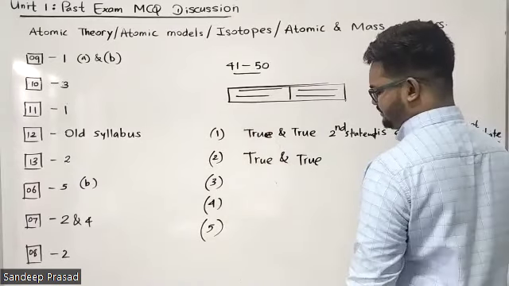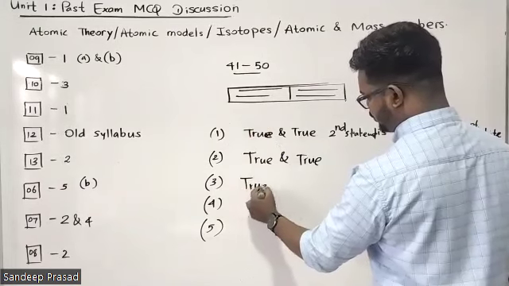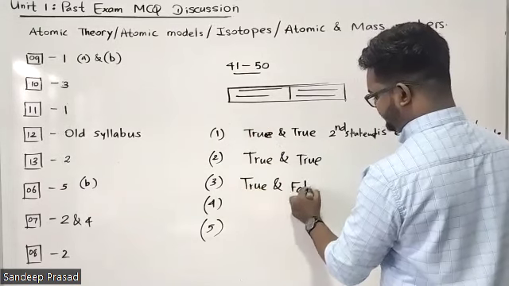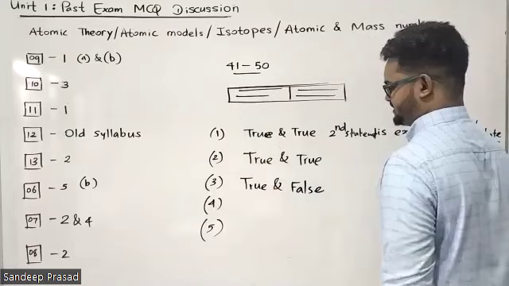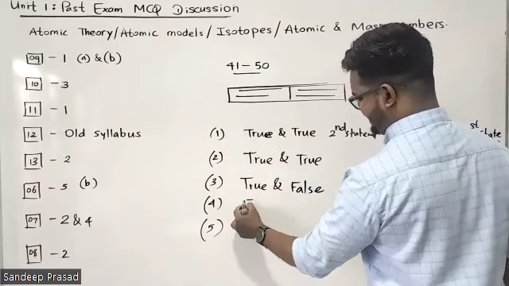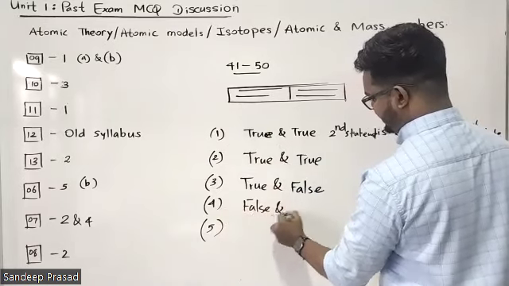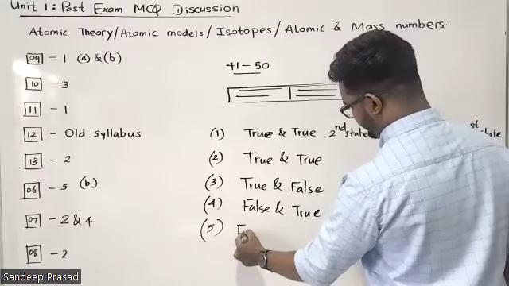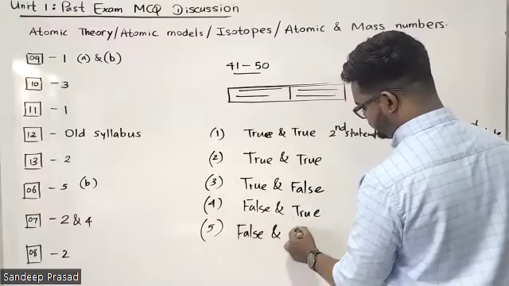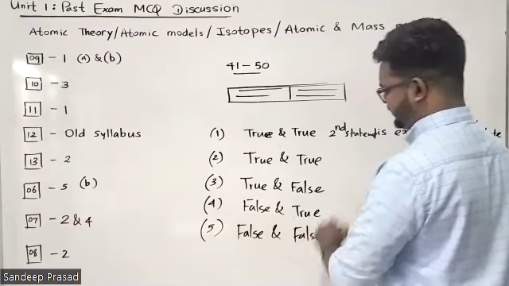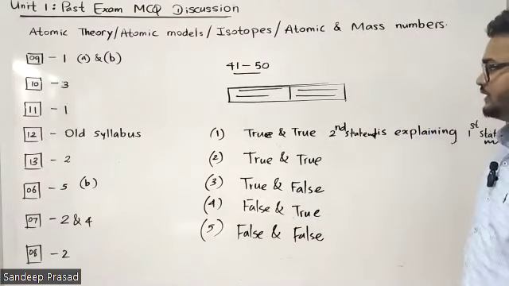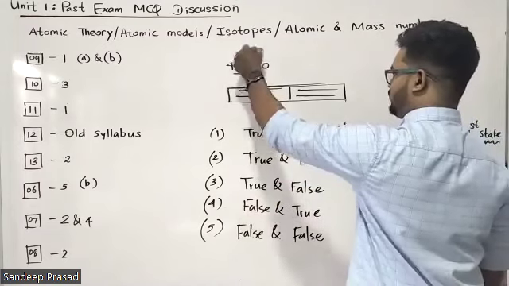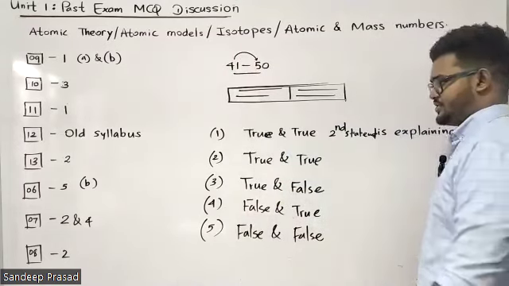What about answer number 3? First statement is true, second statement is false, then choose answer number 3. First statement is false and the second statement is true, then choose answer number 4. If both the statements are wrong, choose answer number 5. This is the way that we are choosing answers for question number 41 to 50 in the examination.